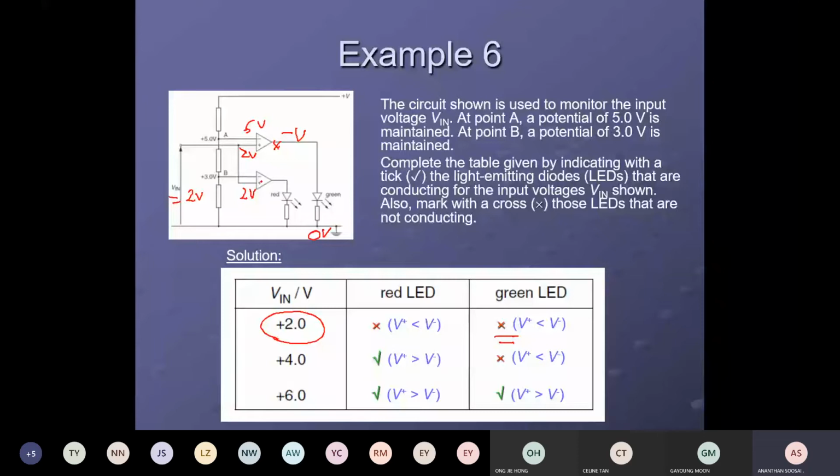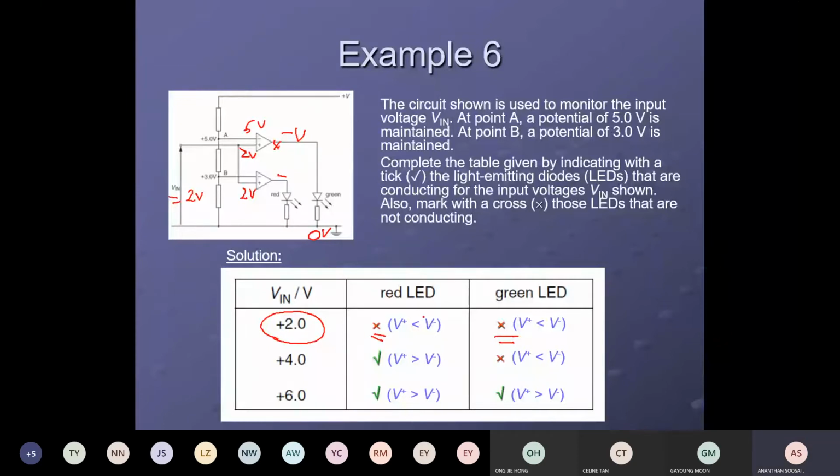What happened to the red? The bottom one: positive is 2 volt, negative is 3 volt. So the output is still negative, so current still wants to go up. So red also cannot light up because it's in reverse bias. So red also won't light up.